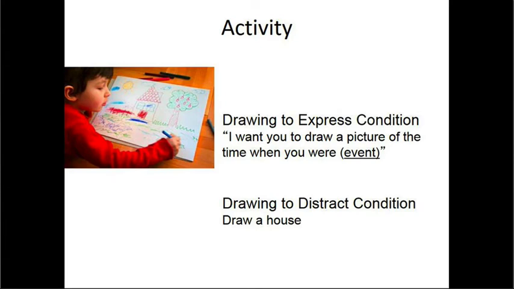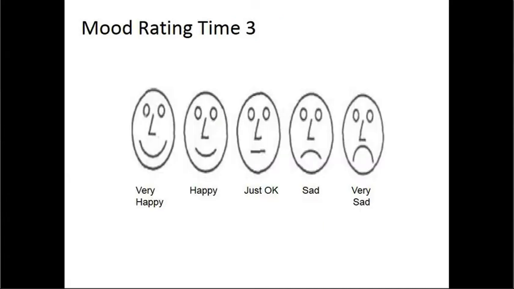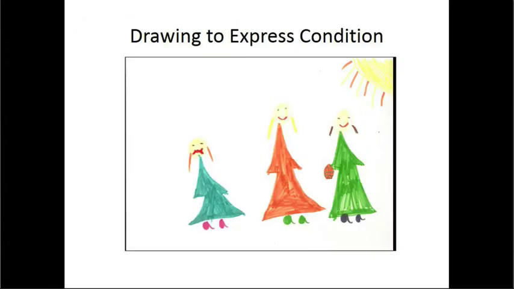So in the drawing to express condition, we ask children to focus on the event that they thought of. So I want you to draw a picture of the time you were, and we name the event. And in the drawing distract condition, we ask children to draw a house. So the house is intended to be a neutral item, unrelated to what the children were thinking about. And then finally, after drawing, we again ask how they're feeling from very happy to very sad, allowing us to determine what mood benefits were found.